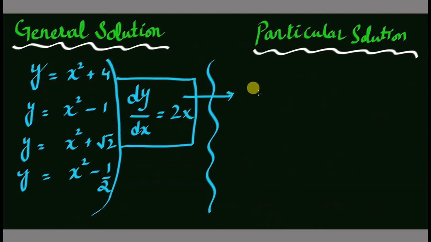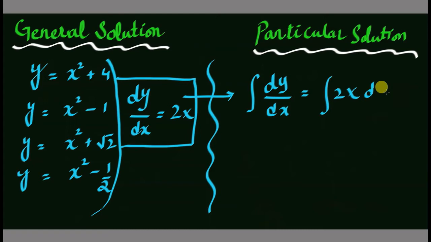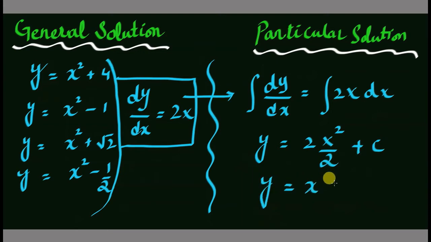If we solve this differential equation, then you will get this result: y is equal to x square plus c. This is a general solution of a differential equation. Which differential equation? This differential equation. This is equation number 1.